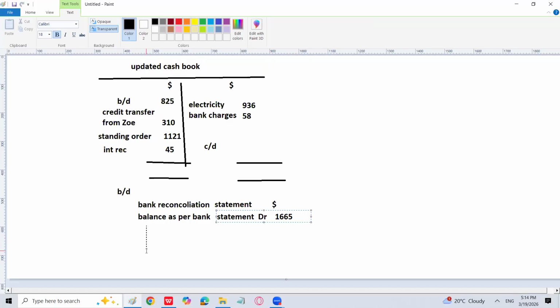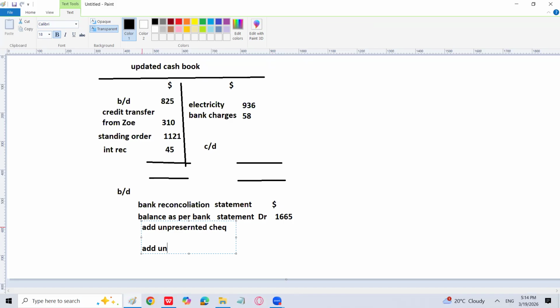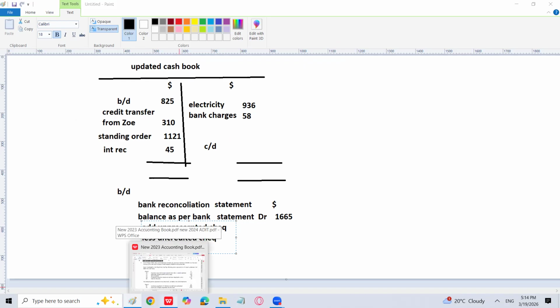So when there is a debit balance, what we are going to do, we will add unpresented checks. This is a normal routine we have. And we will add uncredited, oh sorry, we'll subtract uncredited checks. Less uncredited checks. And we'll find the credited balance of the bank reconciliation statement.